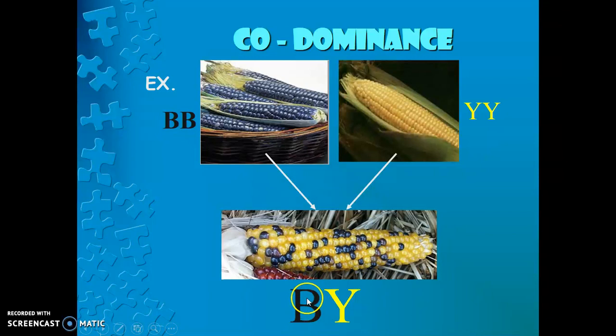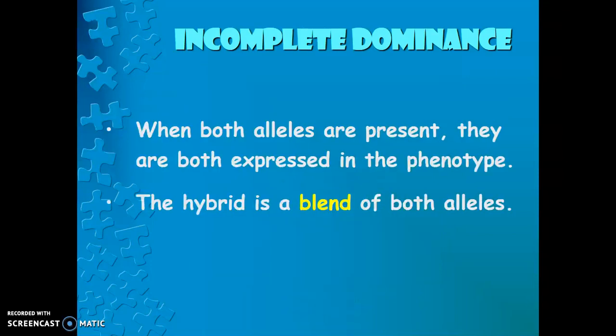So this one is black and yellow, or blue and yellow. People call this blue corn. I think it looks black to me, but it's called blue corn. Okay, so codominance, you see both at the same time, side by side. It is black and white, blue and yellow. Okay, so there's an "and" in there for codominance.